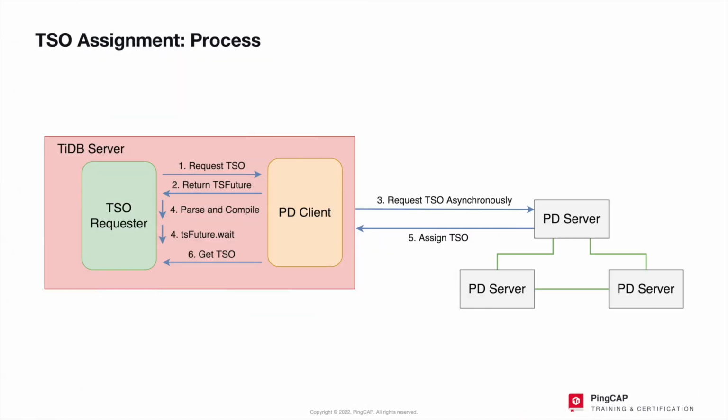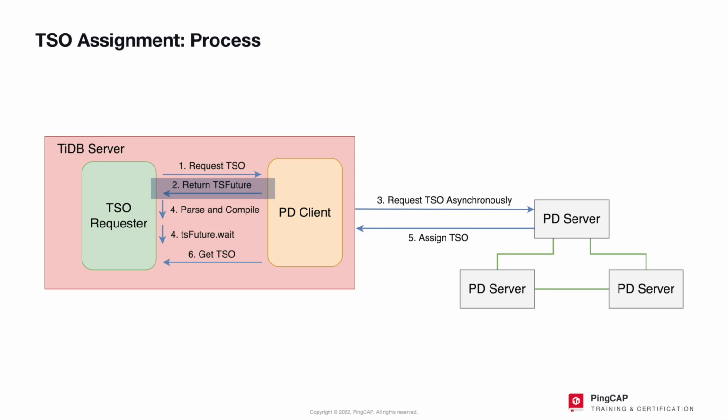All TiDB server and PD interaction is carried out through a PD client thread module. The PD client thread module is responsible for obtaining a TSO from the PD in batch. The general workflow process is as follows. Let's take a look at the arrow marked 1. When the TSO requester transaction needs to request a TSO, it first sends the request to the PD module client, or client module.